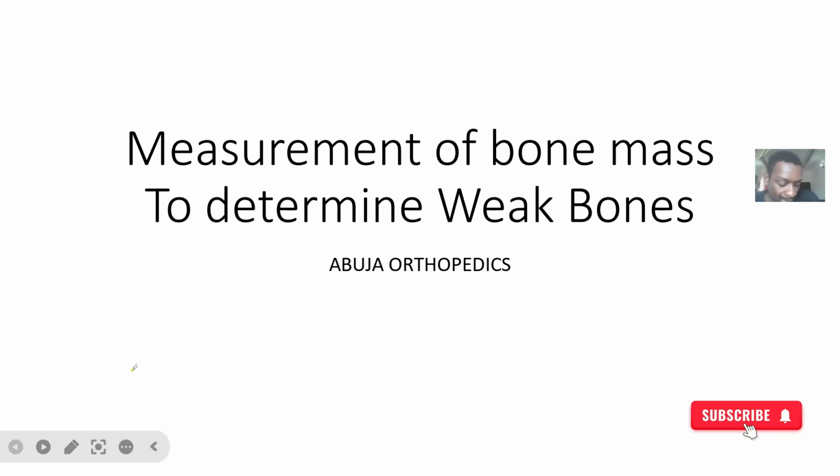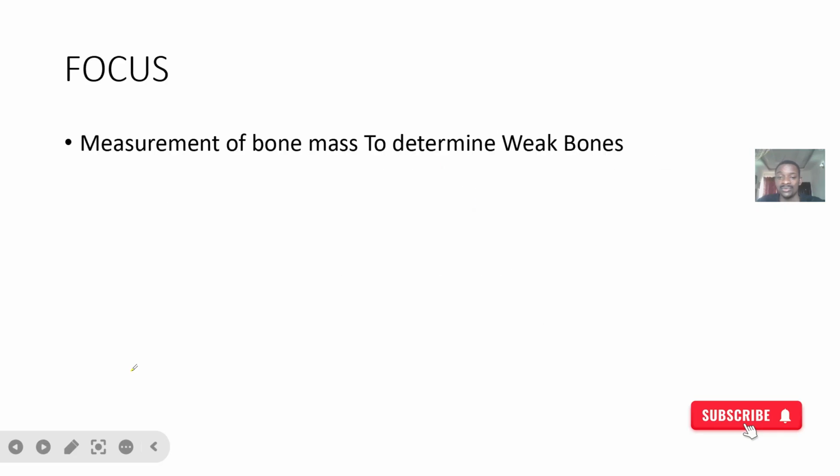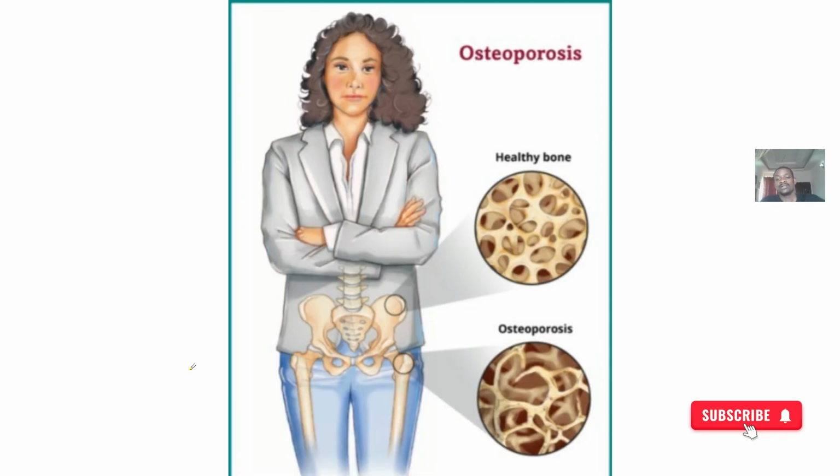Now we'll talk about how we are able to determine if somebody has weak bones. This is a measurement of bone mass to be able to determine if a person has weak bones. I'm mainly trying to talk about how the whole measurement is done. So measurement of bone mass to determine weak bones is as follows. This is when your bones are healthy, and this is when the bone density is kind of getting away and becoming weak.